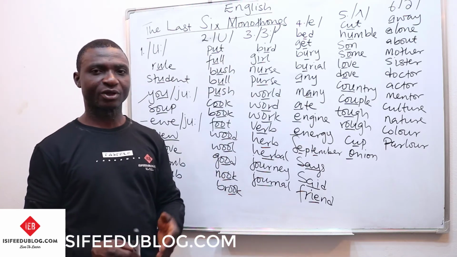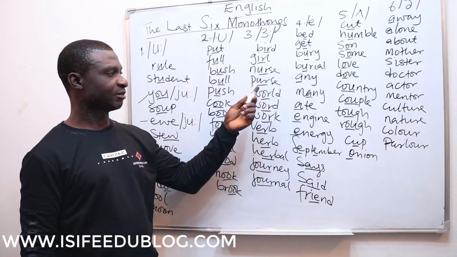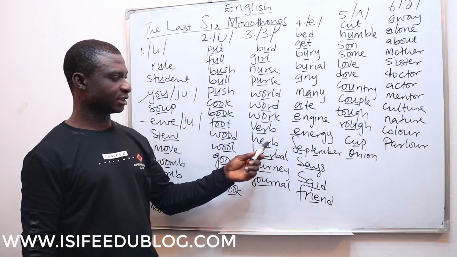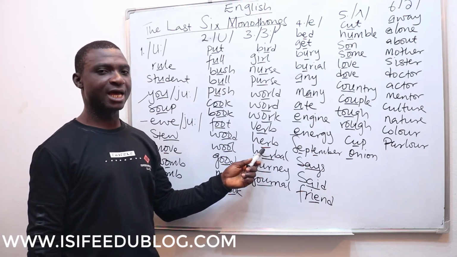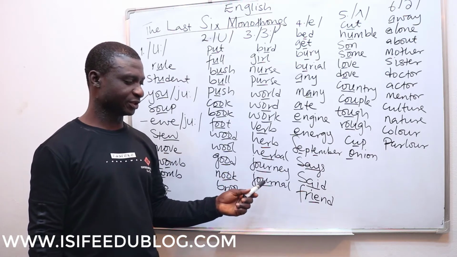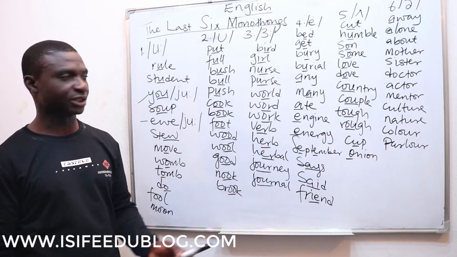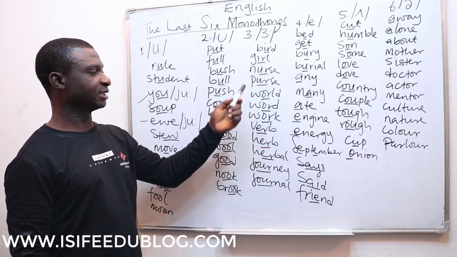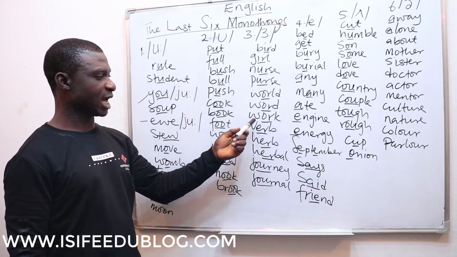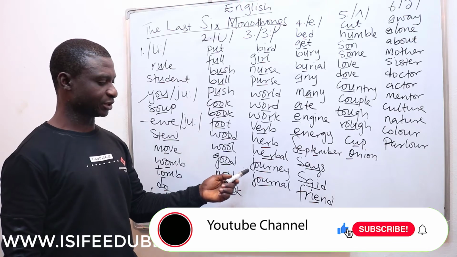Okay, number three. You have it in bed, girl, nurse, purse, world, word, work, verb, herb, herbal, journey, journal, journalist. Bed, girl, nurse, purse, world, word, work, verb. Herb, herbal, journey.